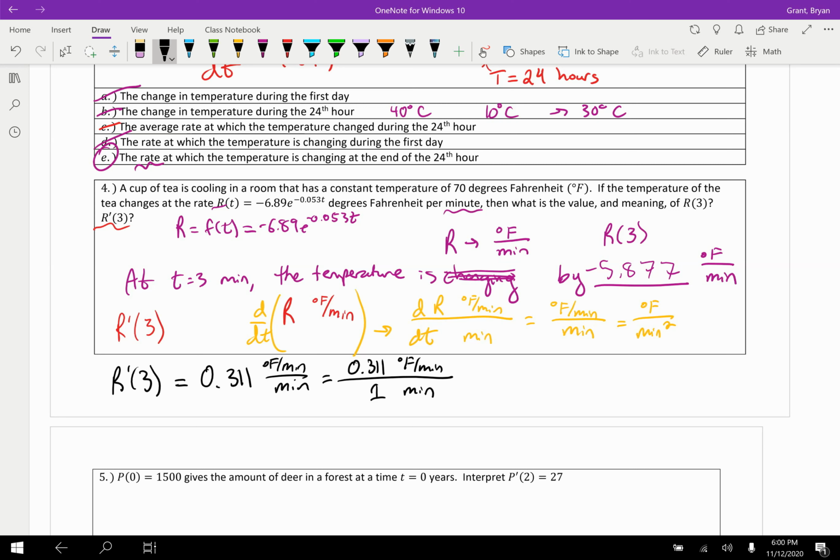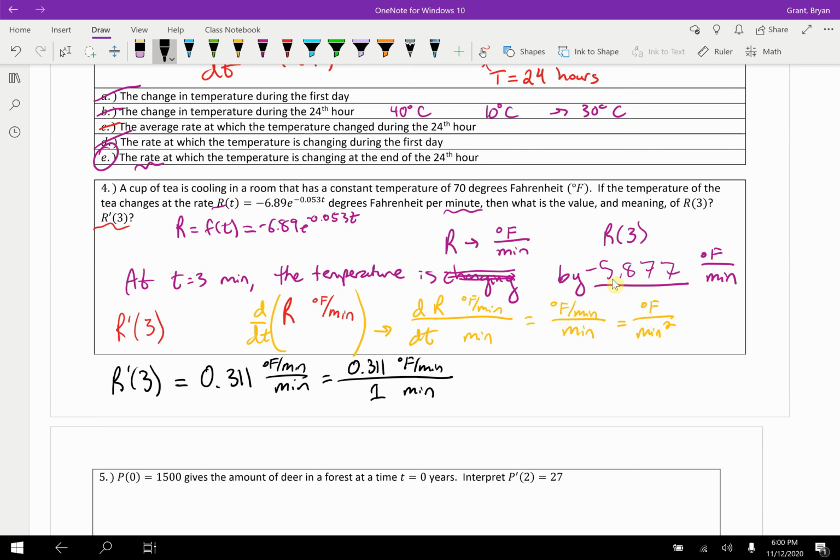At a time of 3, r, which is already the rate that the cup is cooling, is changing by 0.311 degrees Fahrenheit per minute per every 1 minute. So in real life, we'd say every 1 minute that goes by, the rate that the cup is cooling actually increases by 0.311. So the cup is starting to cool faster and faster, and that's somewhat interesting.